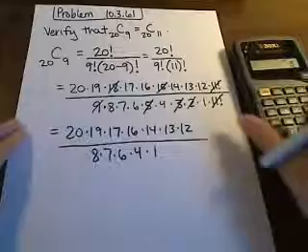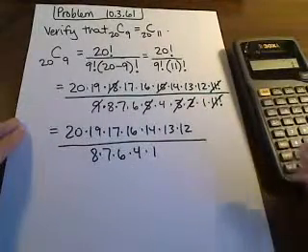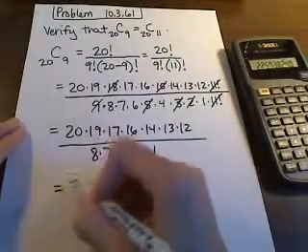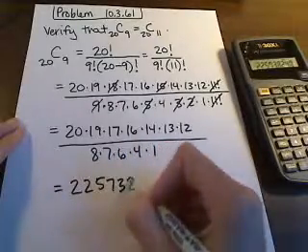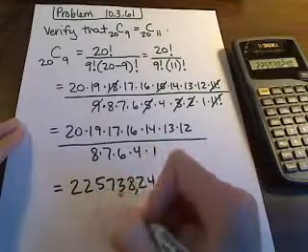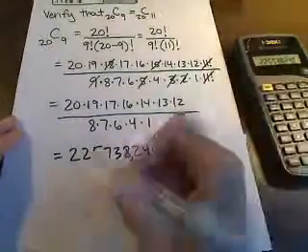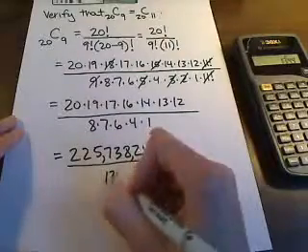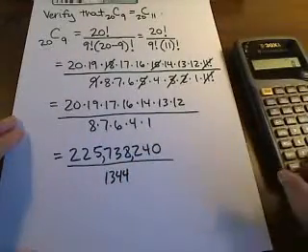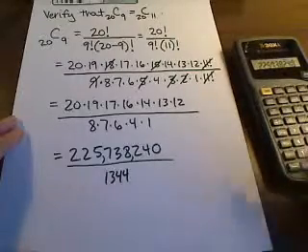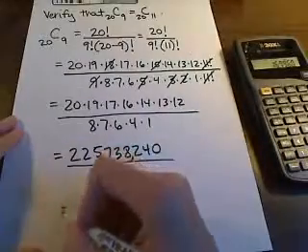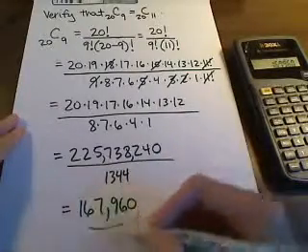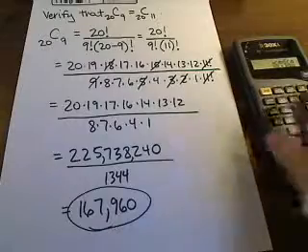Okay, so now if we just do that out, I'm getting this in the calculator here for the top. So that's 225,738,240. In the bottom, I get 1344. Okay, so if we just divide those, then we get this number right here, 167,960. Okay. All right, so that's a combination of 20 things taken 9 at a time.